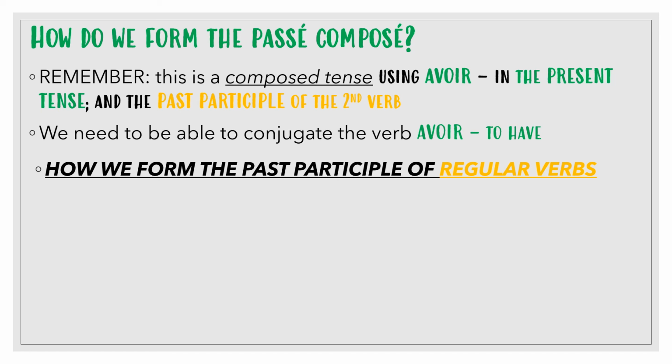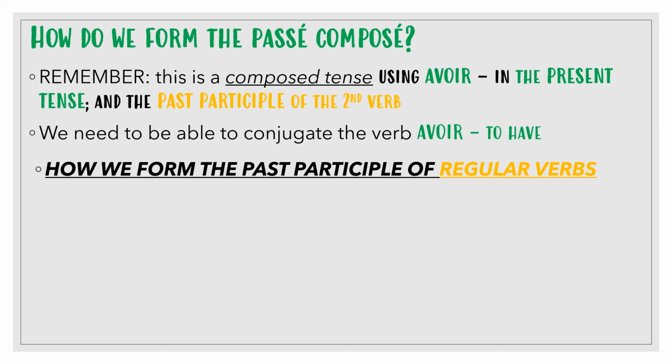The same thing applies in terms of a structure, a pattern that you can follow. And that's why it's important for you to be able to identify which verbs are regular and which ones are irregular. It's very important, okay? So how do we form the past participle of regular verbs?